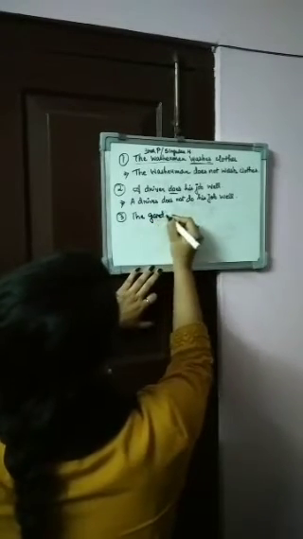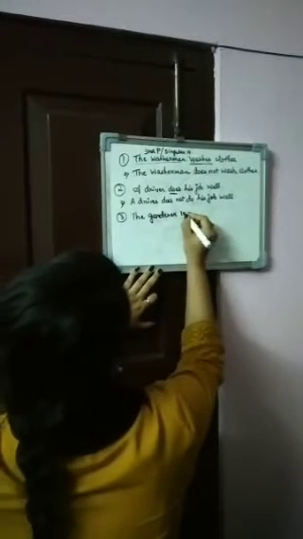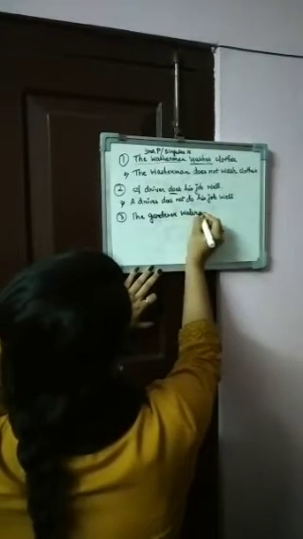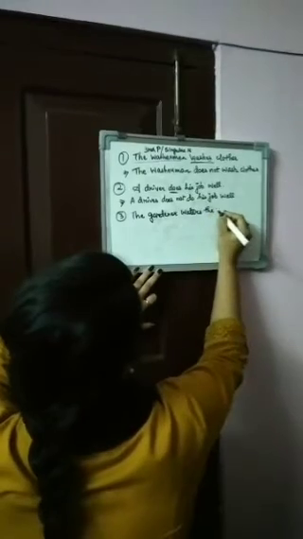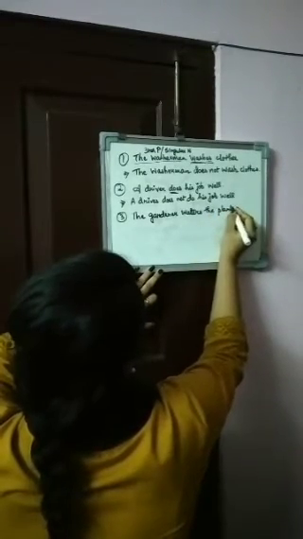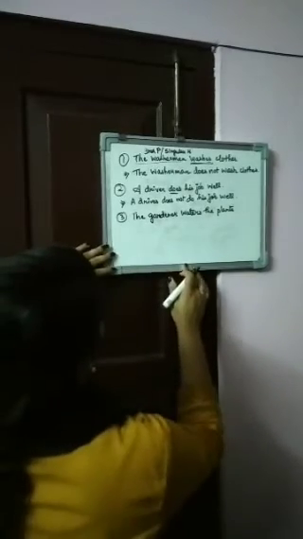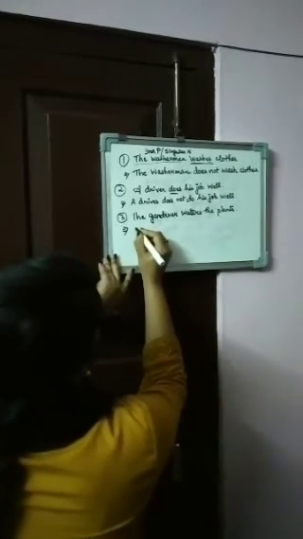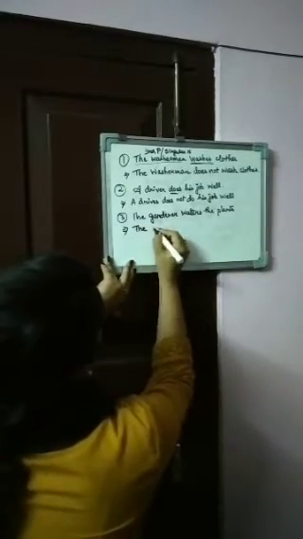The gardener waters the plants. Okay, this sentence is good. So now how are we going to write? We will write the gardener.